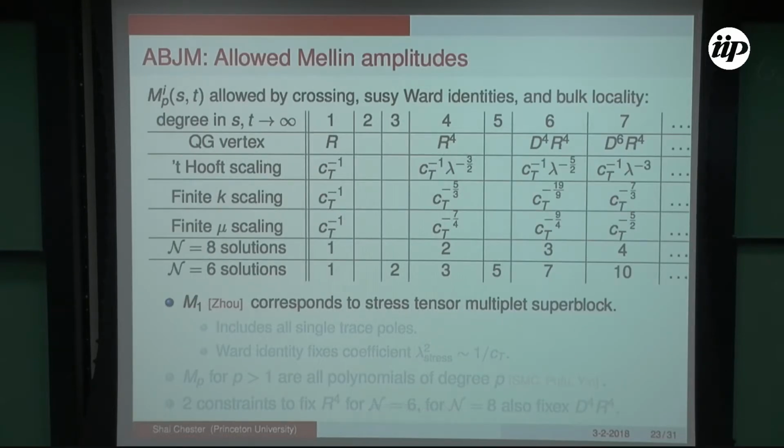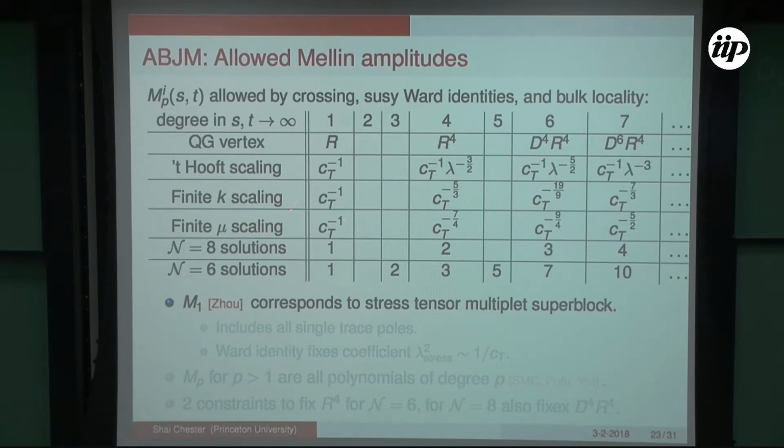Okay, so let's look at the allowed Mellin amplitudes that we get with these constraints. This is similar to the table before. We have the usual R, R^4, D^4R^4. But now there's more cases we're going to consider. So there's 't Hooft scaling. This is analogous to N=4 supergravity, Mills strongly coupled, and it's exactly the same parameters because it's still type II string theory.